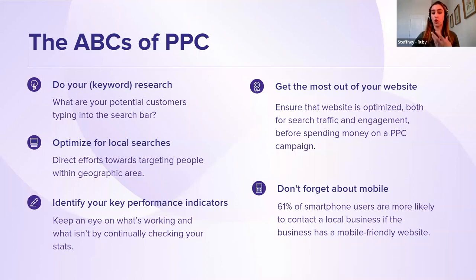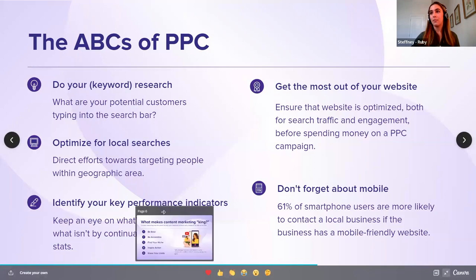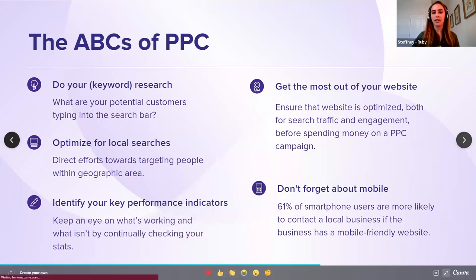So search engines will also pay attention to this, and they've already begun to penalize websites that lack a mobile friendly user experience. Last but not least, identify your key performance indicators. You just want to keep an eye on what's working and what isn't by continually checking your stats. Numbers like your bounce rate, your click-through rate, which could be abbreviated to CTR, and cost per lead, could be abbreviated to CPL, are great indicators of your campaign performance. Bear with me through these acronyms. We love acronyms in digital marketing.